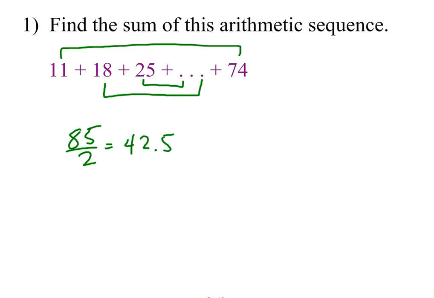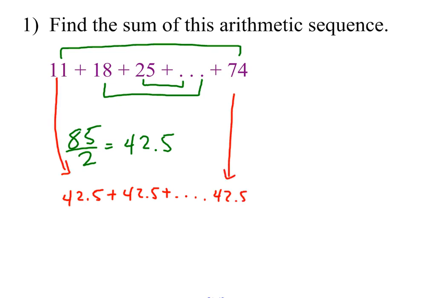And then instead of thinking of it as the sequence 11 plus 18 plus 25, I just think 42.5 plus 42.5 all the way up to 42.5. So I'm just kind of thinking in my head, these are all changed to 42.5s. So add up the smallest and the biggest, divide by 2, and we'll get that average. And then we just have to figure out how many numbers there are.